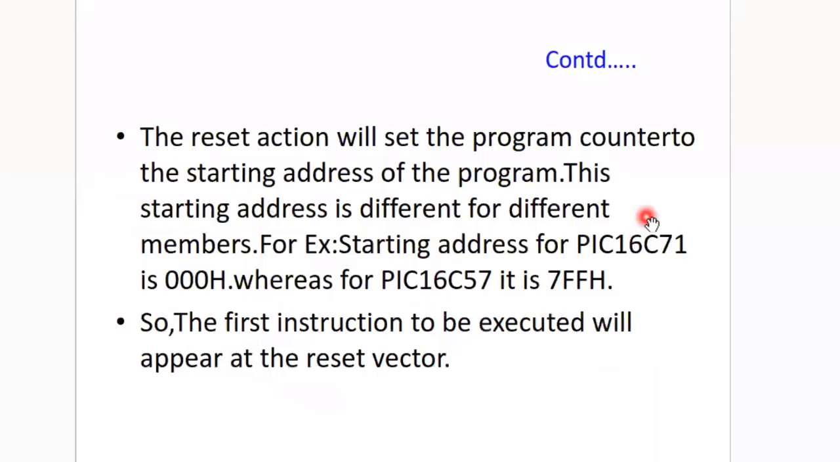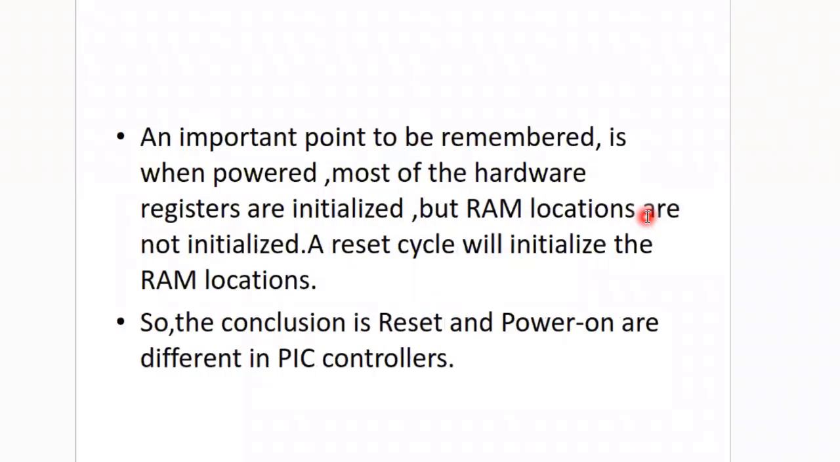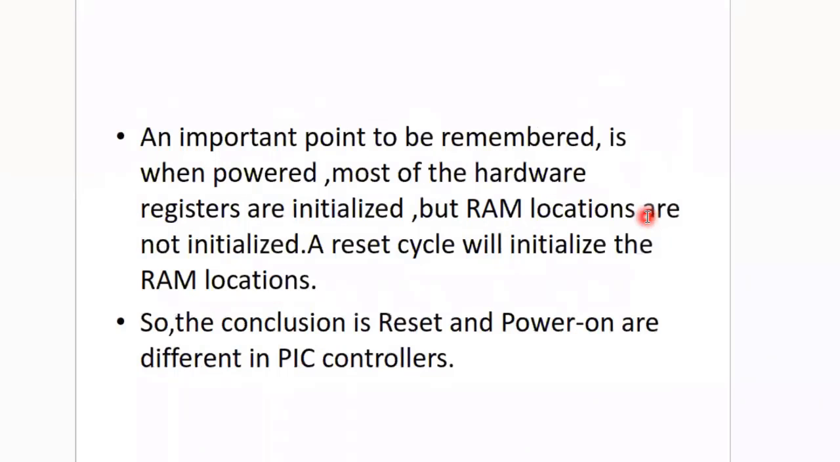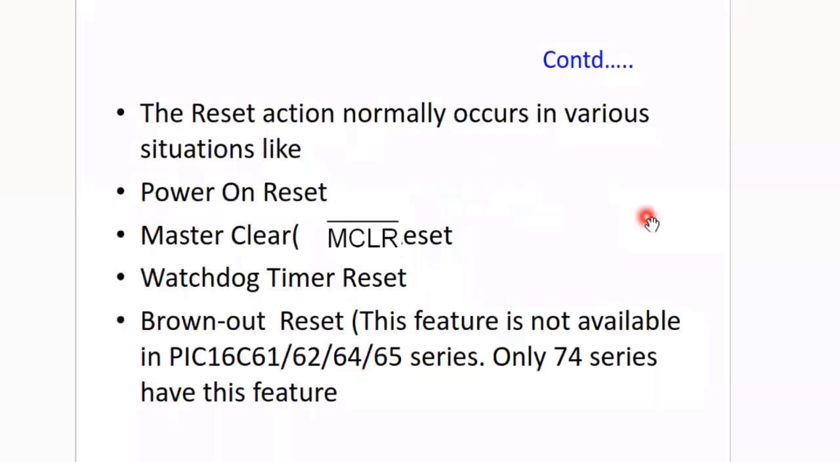The same thing is explained here. We have seen all these things already, that's why I'm skipping the slides. We have seen what power on reset is. Now master clear. See here, I already told you this master clear is an external pin available in the microcontroller. When that pin is enabled, the microcontroller will be put in reset mode. That is how the master clear is executed. This is an external pin actually.